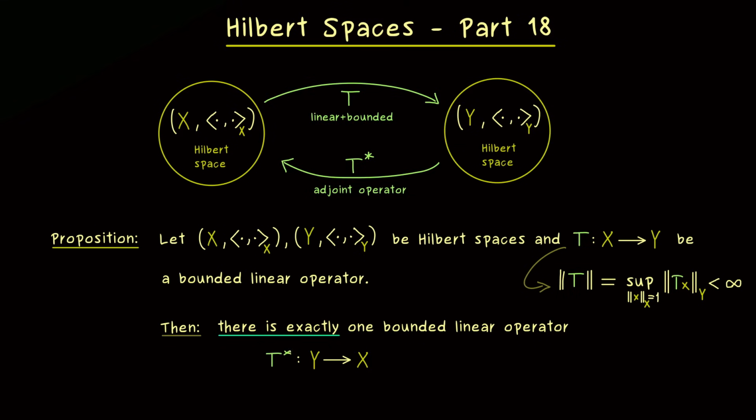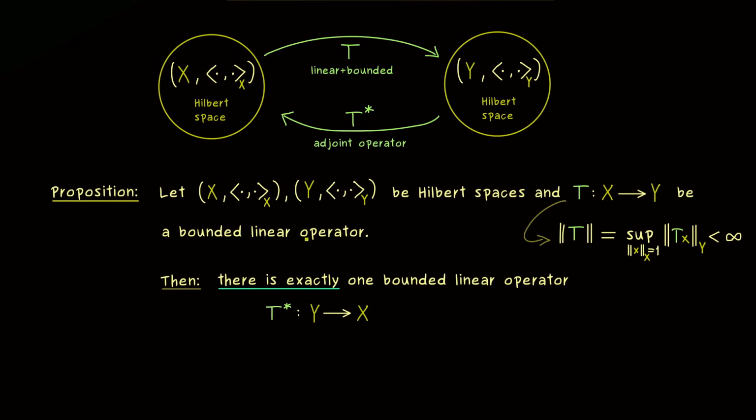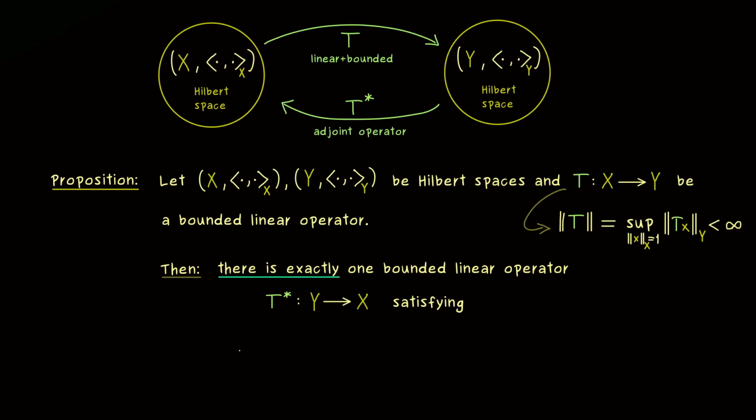So clearly T star is not just any operator from Y to X, but it also should satisfy something in the inner product. And you might already know that it's just shifting the operator from one side in the inner product to the other side. So more concretely, here on the left hand side we have the inner product of y with Tx, and this should be the same as T star applied to y on the left hand side. So we have T star applied to y with x in the inner product.